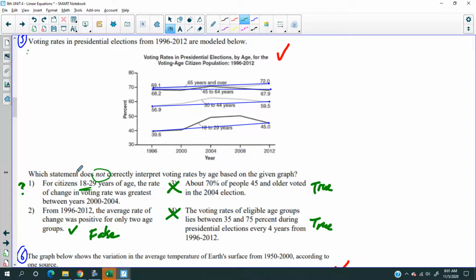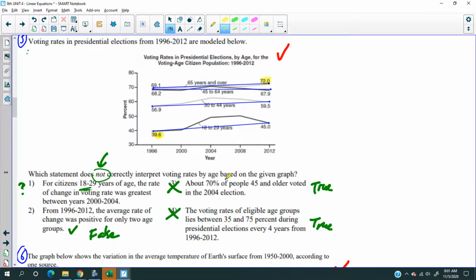So, number 1, all right, now here it says "does not correctly." So you see how I wrote true and false here? Okay, now, let's go backwards. The voting rates of eligible age groups between 35 and 75, the percentage, right? Now, that is true because 39 to 72, let me use a highlighter, much better, right? 39 and 72 is between 35 and 75. So that is true. So I wrote true, but that means I have to cross the choice out, right?